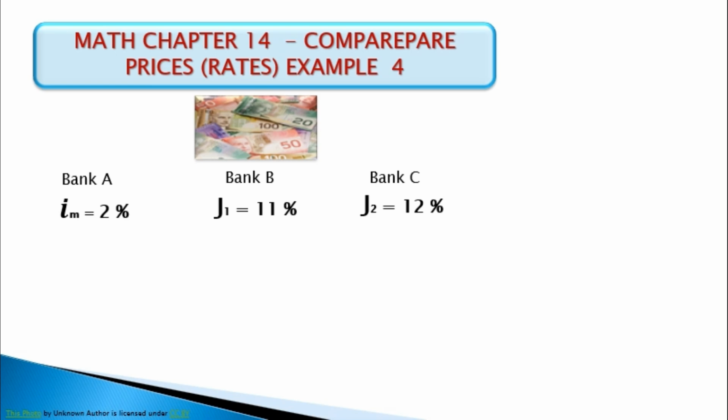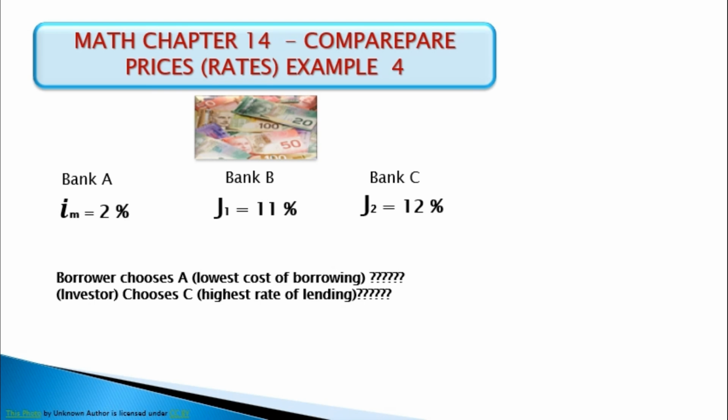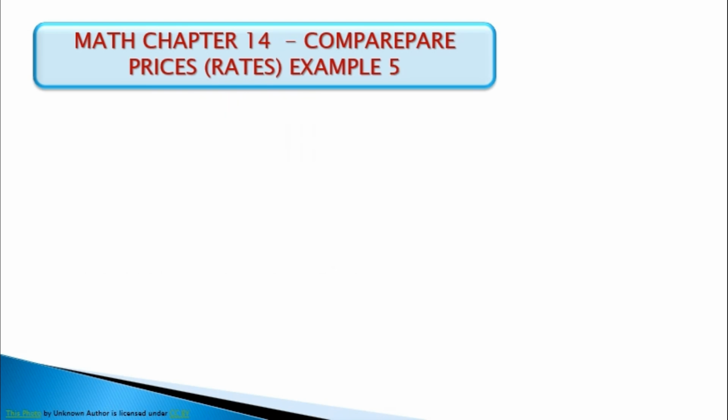So the only way to compare between bank A, B, and C to see which one's lower and which one's higher is to make sure that they all have the same rate type: either they're all using IM, or they're all using J1, or they're all using J12. In this situation, every bank is using a different one, and it's very difficult to compare.